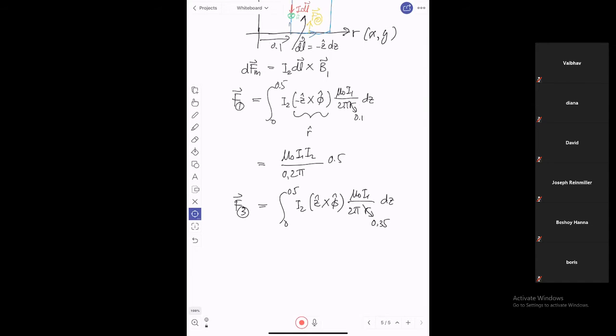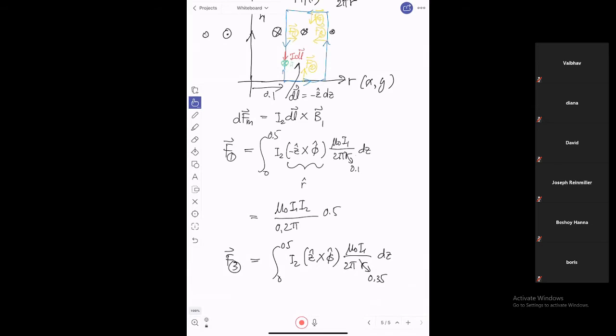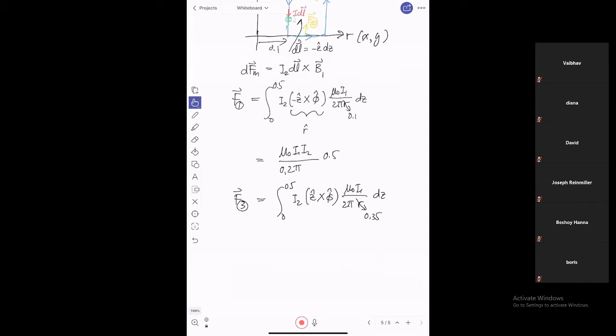So the field at this location, as far as the field is concerned, is 0.1 plus 0.25 away from the current here. So I know exactly, they're all the same on this wire. Okay. Any questions? So now, if you work this out, the rest is just, so that's the only difference right here.